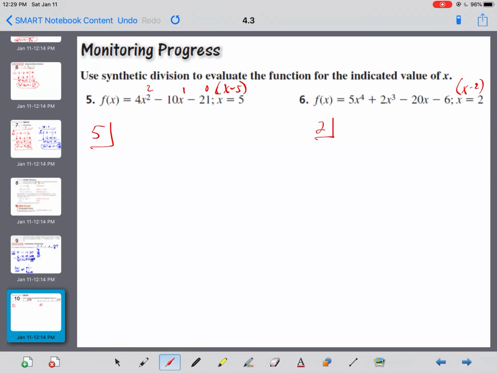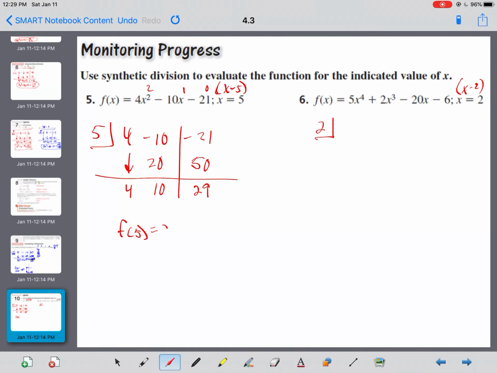Okay, here we go. 2, 1, none. Everybody's there. So 4, negative 10, negative 21. Separate, separate. Drop the 4. 4 times 5 is 20. 20 and negative 10 is 10. 5 and 10 makes 50. 50 and negative 21. Take 20 off is 30. Take 1 off is 29. So f of 5, when we plug in 5 for x, is 29. That's what we're looking for.